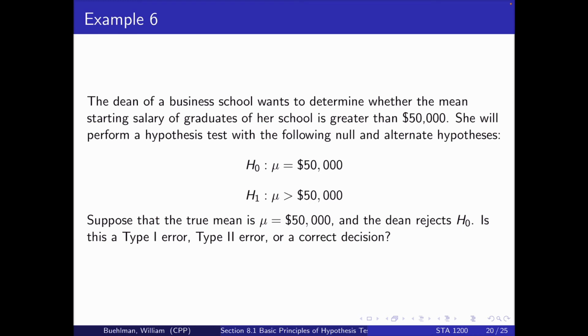Example 6. The dean of a business school wants to determine whether the mean starting salary of graduates in her school is greater than $50,000. She will perform a hypothesis test with the following null and alternative hypothesis. So the null is that it does equal 50,000. The alternative is going to be that it's greater than 50,000. Suppose that the true mean is 50,000 and the dean rejects the null hypothesis. Is this a type 1 error, type 2 error, or a correct decision?